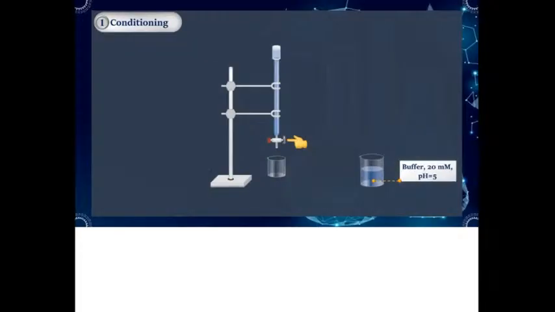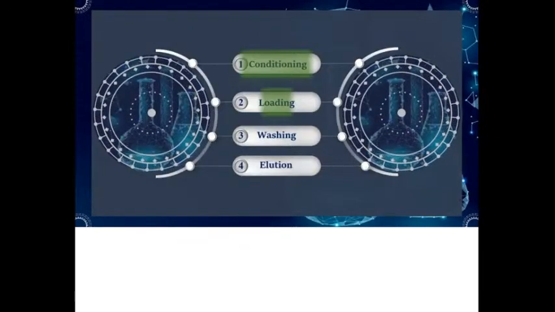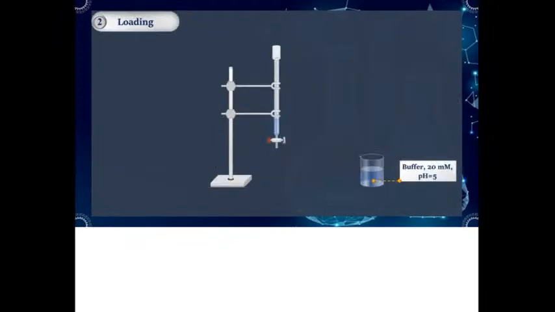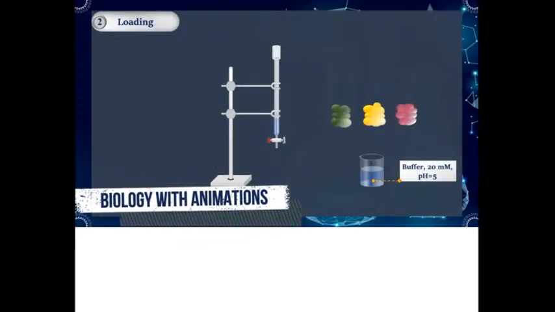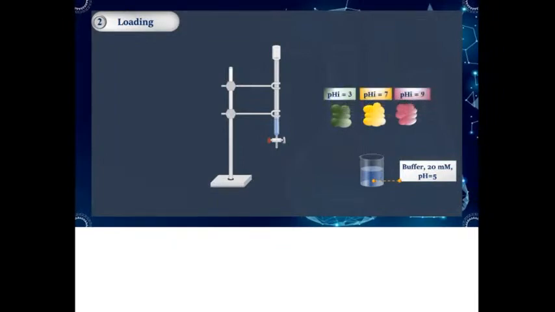When the column is equilibrated, the second step is sample application. Depending on the pH of their environment, proteins may carry a net positive charge, a net negative charge, or no charge. This net charge can be determined by comparing the pHi of each protein with the pH of the buffer.